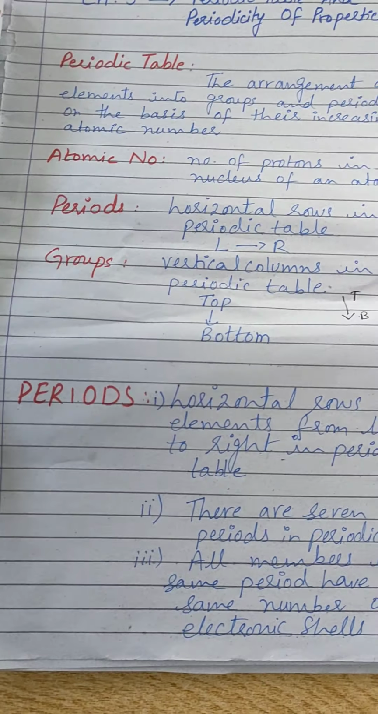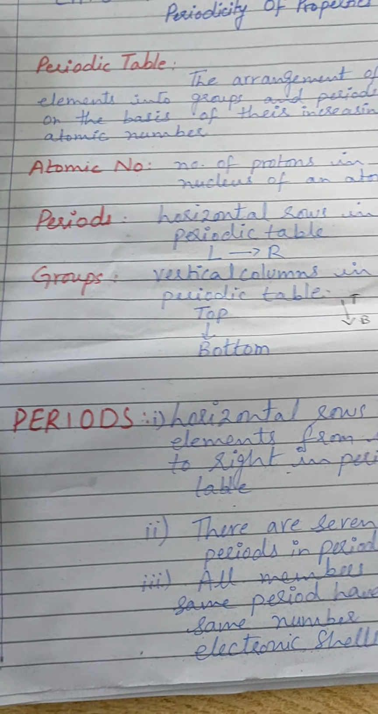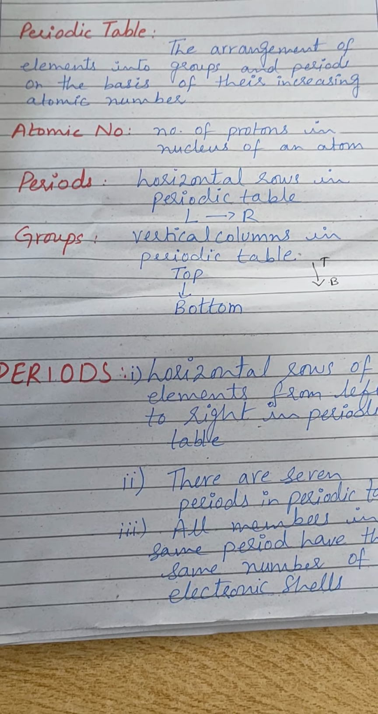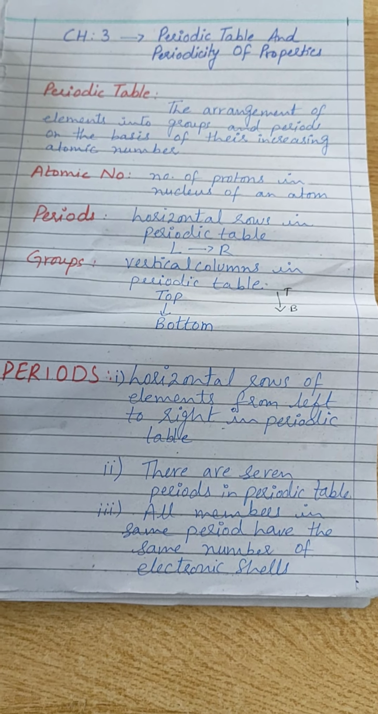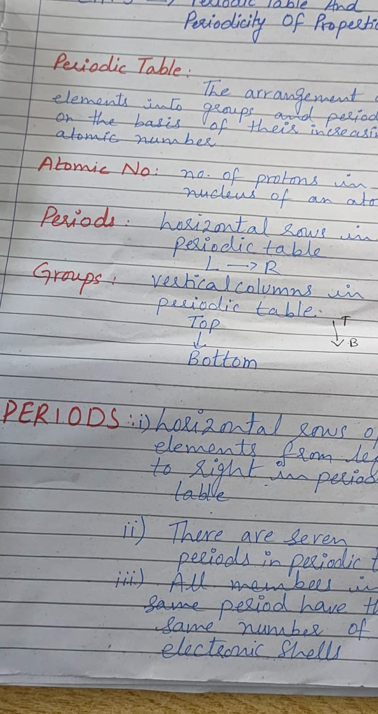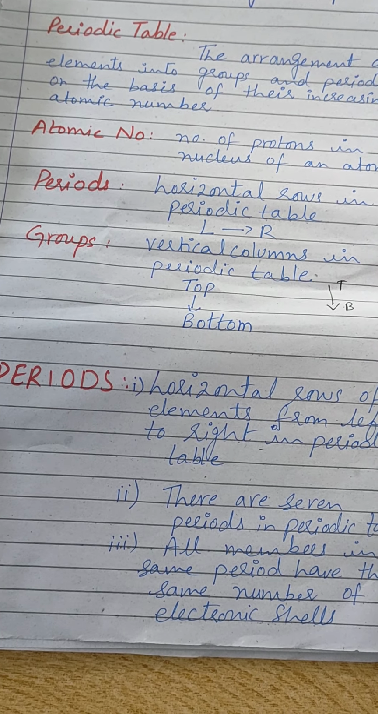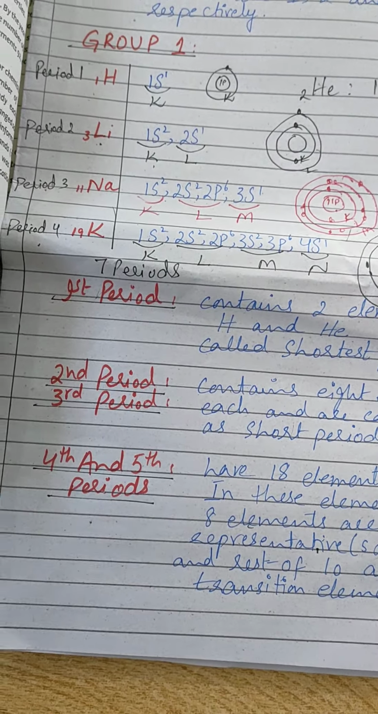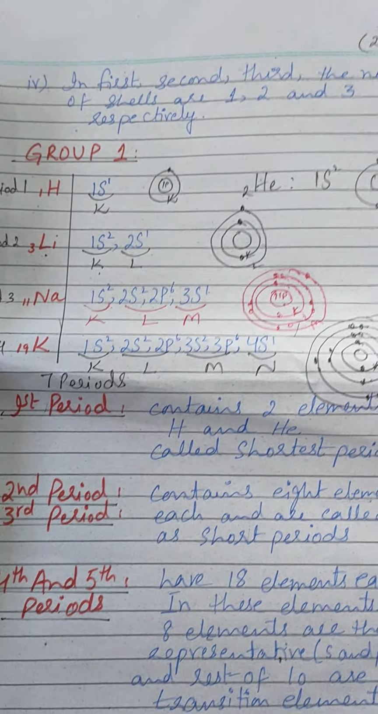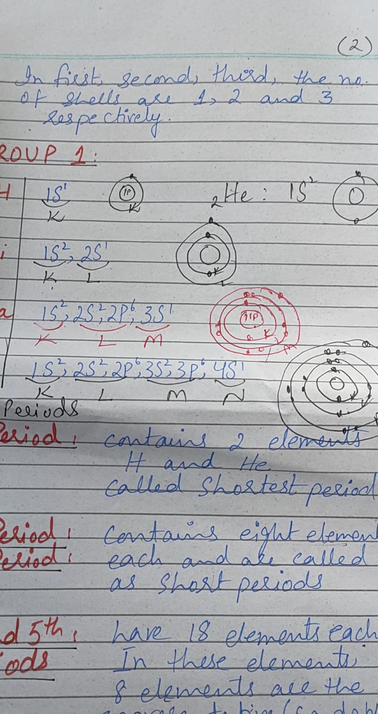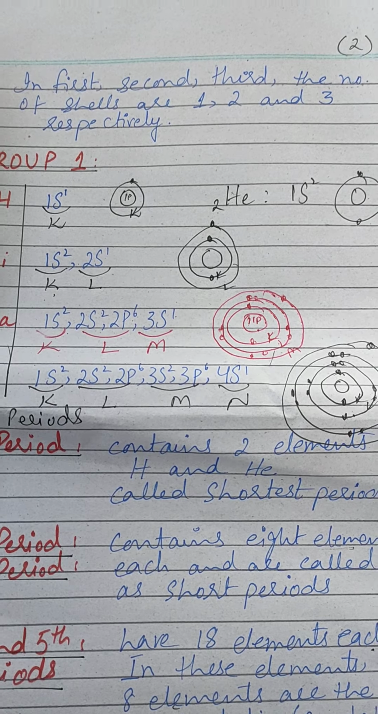So we discuss the periods in detail. The horizontal rows in the periodic table are called periods, and there are 7 periods in the periodic table. We also discussed that all the members in the same period have the same number of electronic shells. So in the first, second, third periods, the number of shells are 1, 2 and 3 respectively.